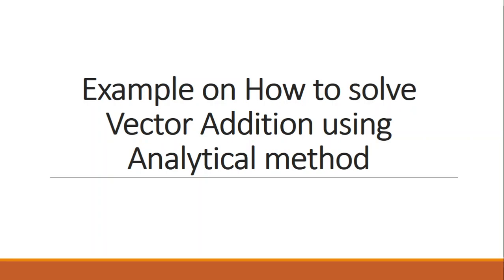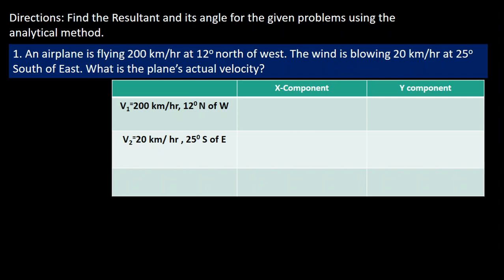Good day, this is an example on how to solve vector addition using the analytical method. Here's the problem. An airplane is flying 200 km per hour at 12 degrees north of west. The wind is blowing 20 km per hour at 25 degrees south of east. What is the plane's actual velocity?